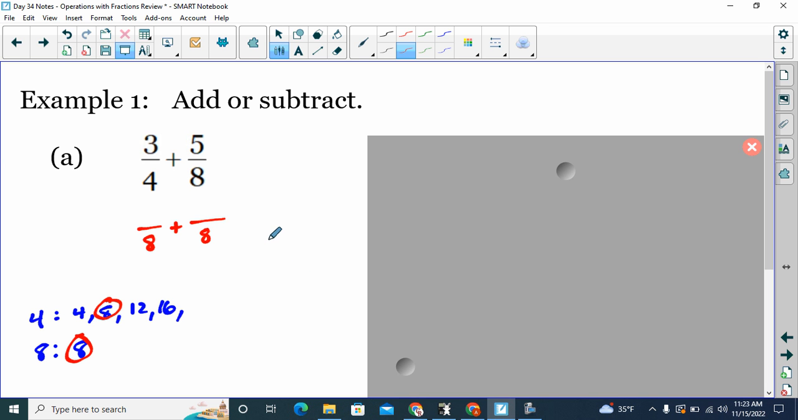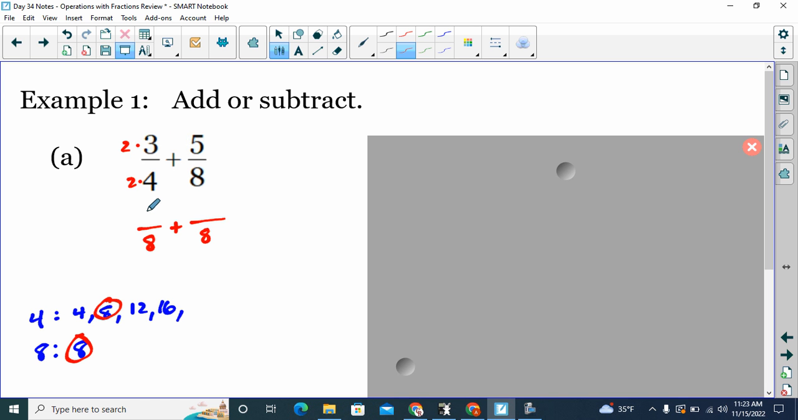Step 2 said to write our problem with the same denominator. We are changing to equivalent fractions. To do that, we look at the denominator. It was 4. Now it's 8. We want to think about what did I multiply 4 by to get 8. We multiplied the bottom by 2. 4 times 2 gives me 8, so we need to multiply the top times 2.